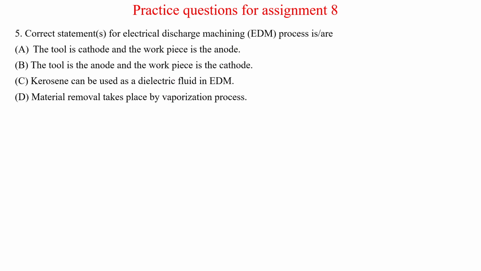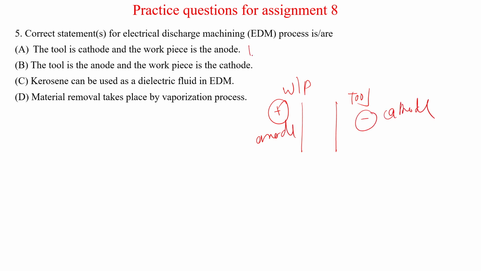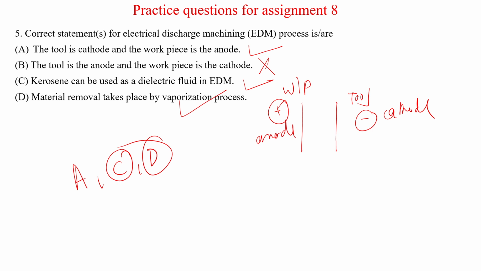Next question is, find the correct statement about the EDM process. Tool is cathode and the workpiece is anode. It is right, because the workpiece is positive, which is anode, and the tool is negative, which is cathode. Tool is anode is wrong. Kerosene can be used as dielectric. It is right. Material removal takes place by vaporization. It is also right because melting and vaporization take place. So the answer is A, C and D. This is based on your revision and how you are remembering things. Just read things so you'll remember.